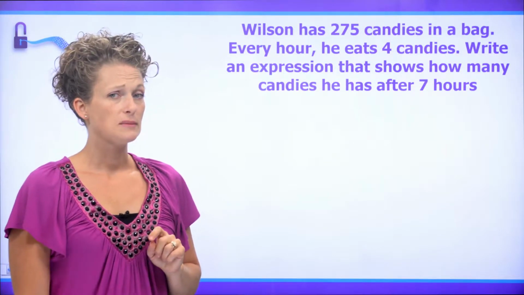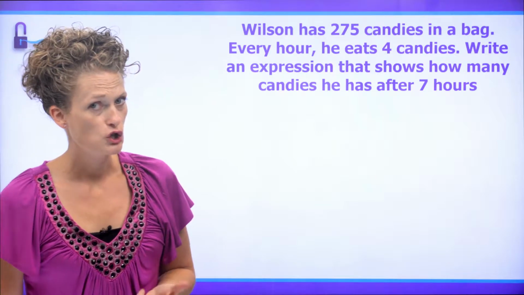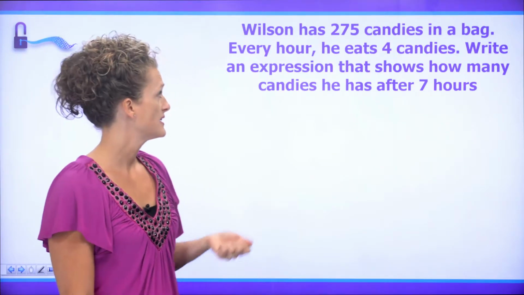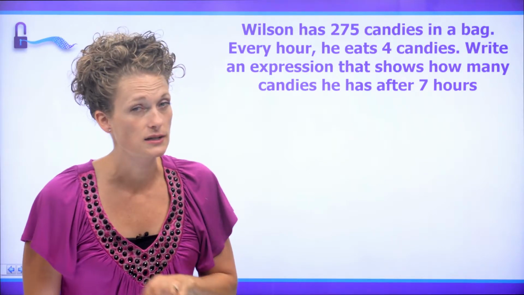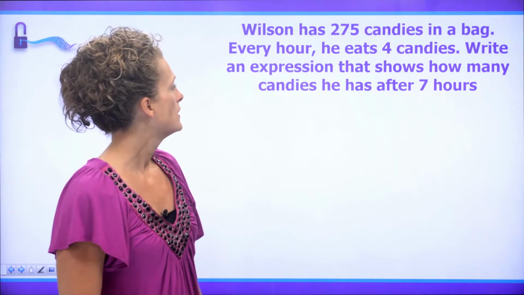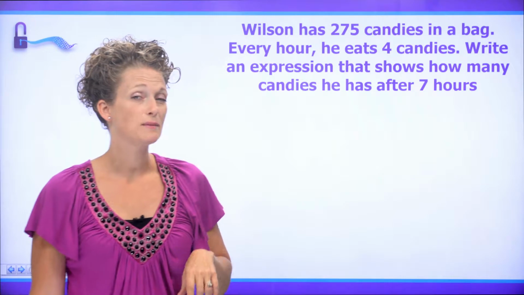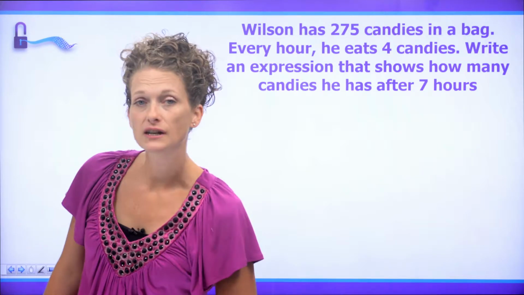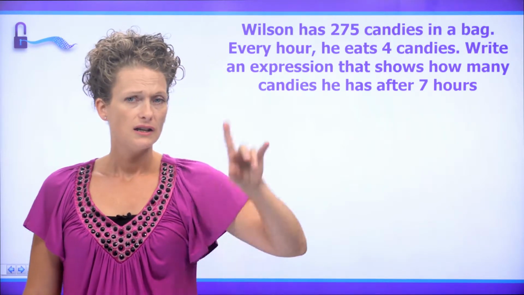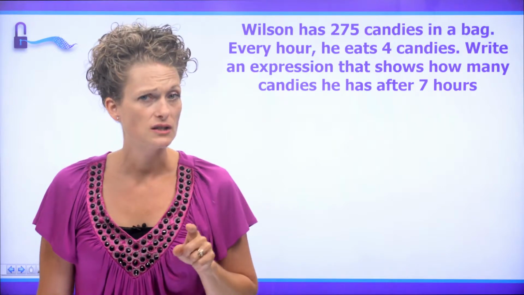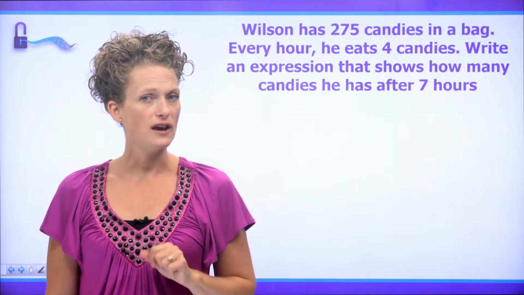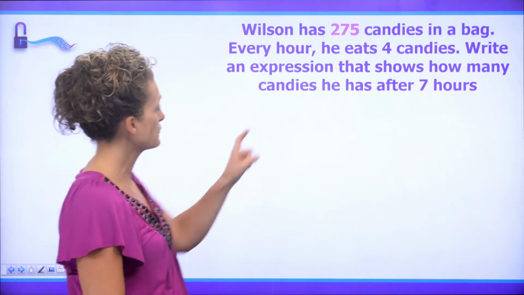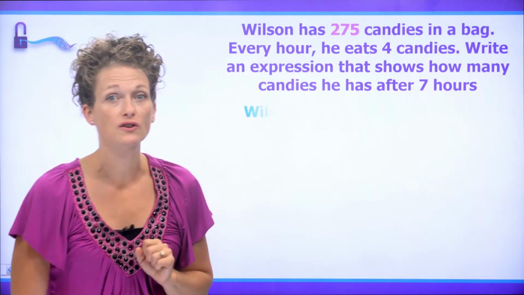Well, Wilson has some candies in a bag. He has a whole bunch, 275 to be precise. And every hour he eats 4 candies because he's holding back. He doesn't want to eat too many, he's only going to eat 4. Well, write an expression that shows how many candies he has left after 7 hours. Now, before we can use that 7 hours, we need an expression that just represents how many candies he has for each hour.